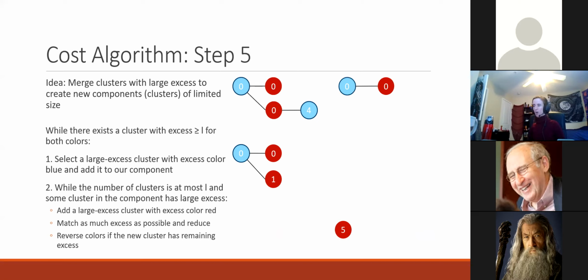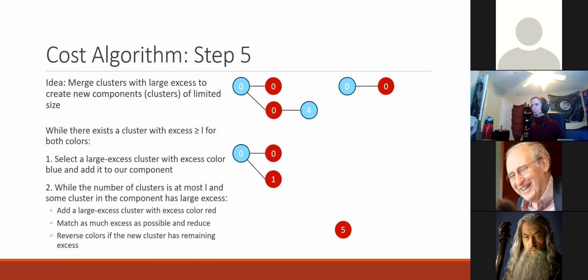And once we're done with the process, we're going to be left perhaps with some high excess clusters remaining, but they're all going to be of one color, because this process can continue as long as there's one of both colors. Okay, so this is how we merge clusters in step 5.